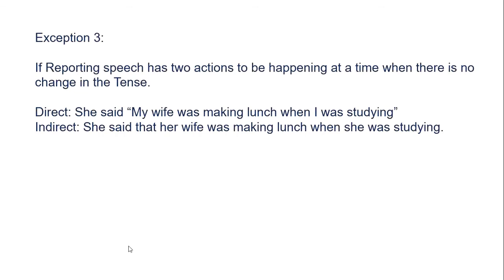But we previously got to know that when the reported speech is in past continuous tense, it will be changed to past perfect continuous tense. Okay, but here there are two actions happening together. That's why you do not change the tense. You have to keep it in past continuous tense. She said that her wife was making lunch when she was studying. See, both the actions are in past continuous tense.